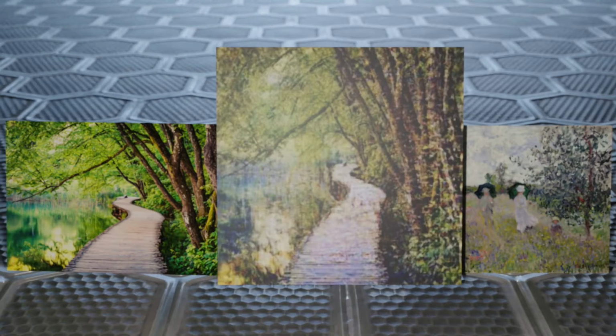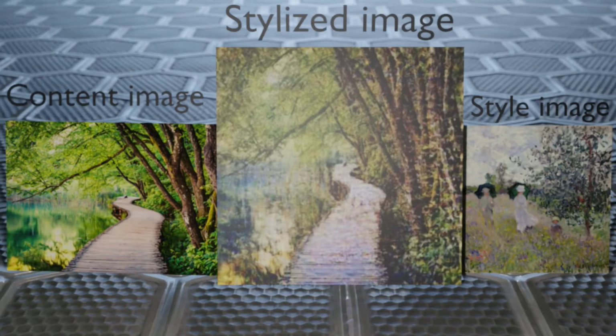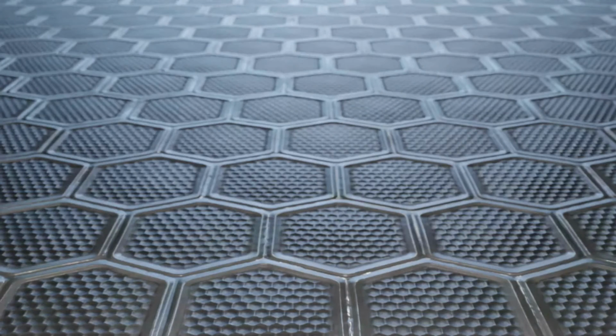Let's call this image in the middle the stylized image and the image on the left the content image, because the contents of our stylized image are based on the contents of this image on the left. And let's call the right image the style image, as the style of the stylized image is based on the style of the right image. Remember these terms as we'll be using them all the time further in our videos.